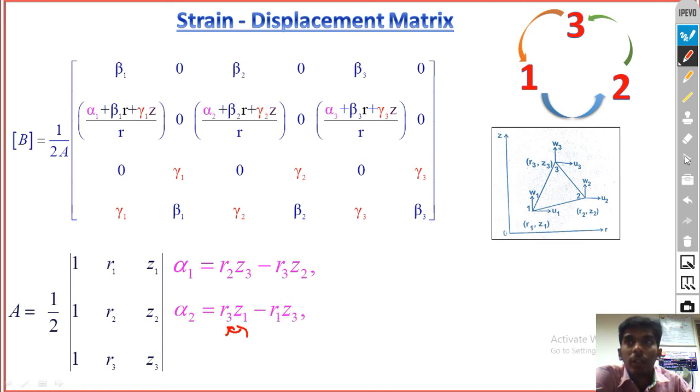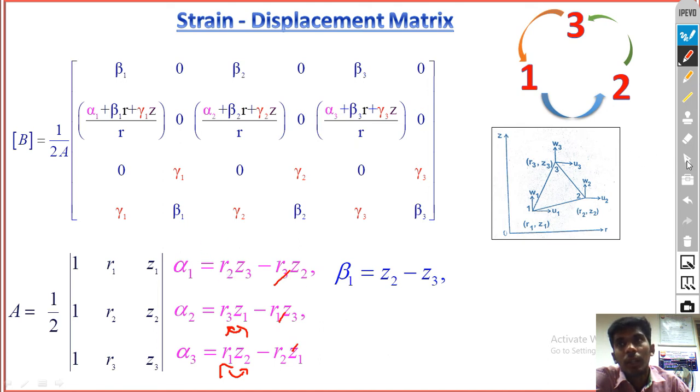In a similar way, you write alpha 3. Again you rewrite R and Z. 3 is mentioned in the previous term. Once you write 3, what is the next node? 1. Here we can write 1. Once you write Z1, what is the next node? 2. Z2. So here again you rewrite R and Z. You swap these two numbers. So R2 Z1, R2 Z1. You can remember the values of alpha very easily.